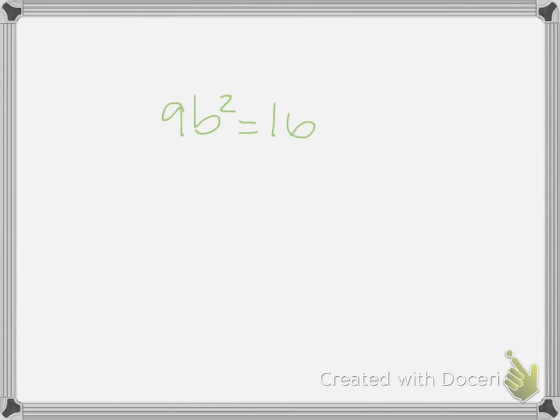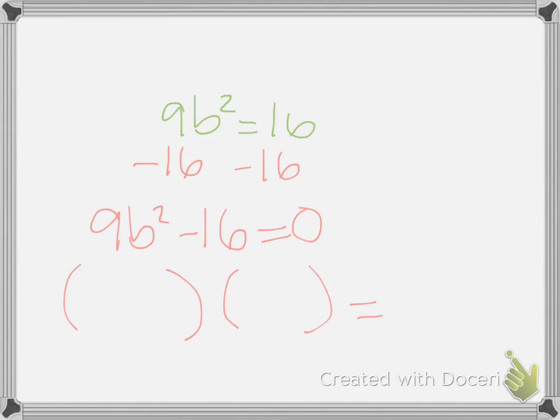Okay, here's another tricky one. So we need our smiley face, so let's subtract 16, so 9b squared minus 16 equals 0. Okay, my ends are perfect squares, so we can do the shortcut. So square root of 9 is 3. We have to add b's to them. Square root of 16 is 4. And one has to be positive, one has to be negative to give me that negative 16.